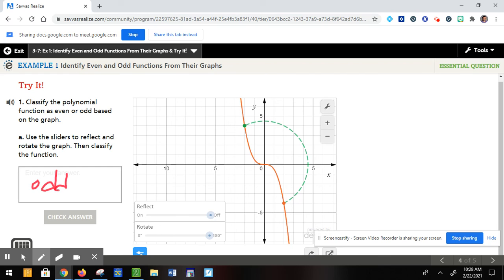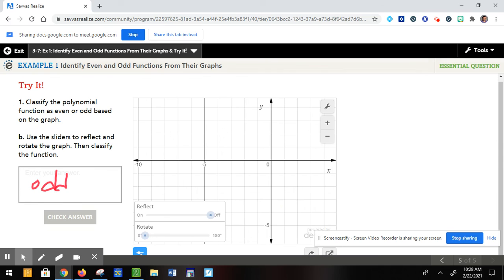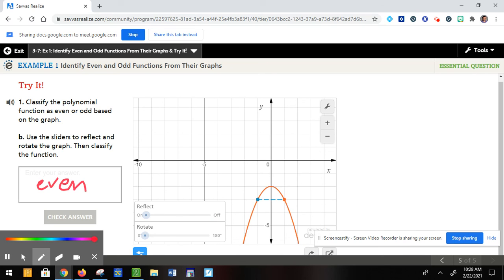All right, let's take a look at the last part. Again, just a you try it. Same deal. Pause it, use the sliders, see if you can figure out which one it is, if either. And this one, when I reflected it over the y-axis, it did line up, so that means it is an even function and also not odd. So that's it. That's how you look at it graphically.